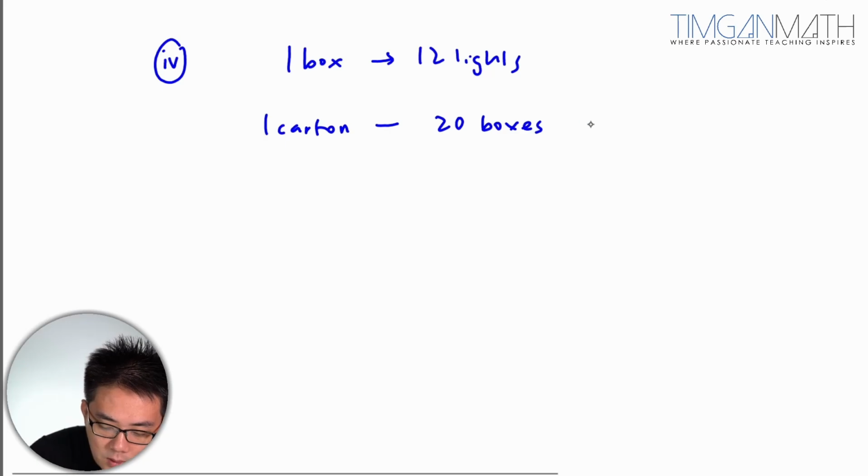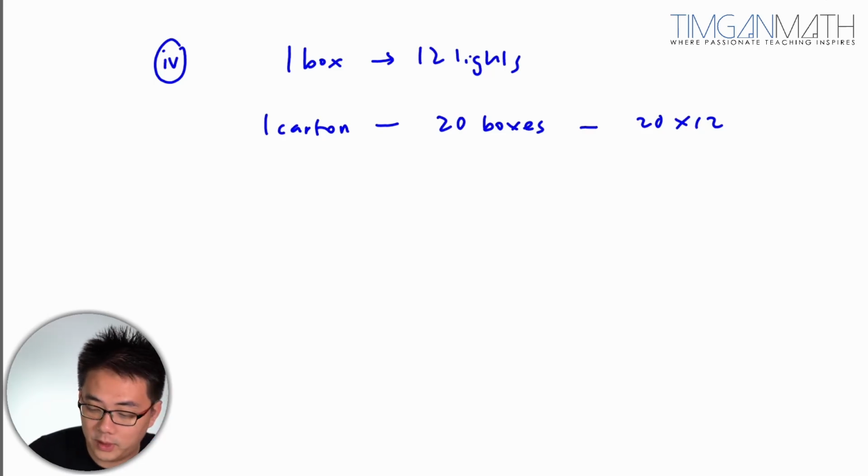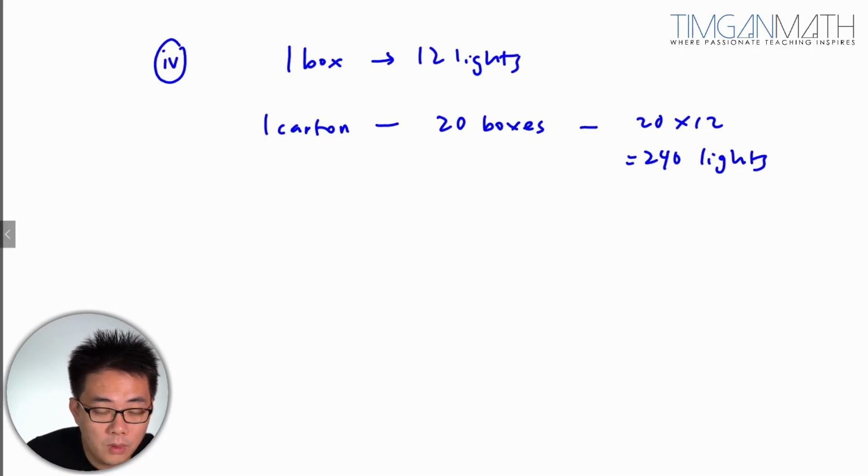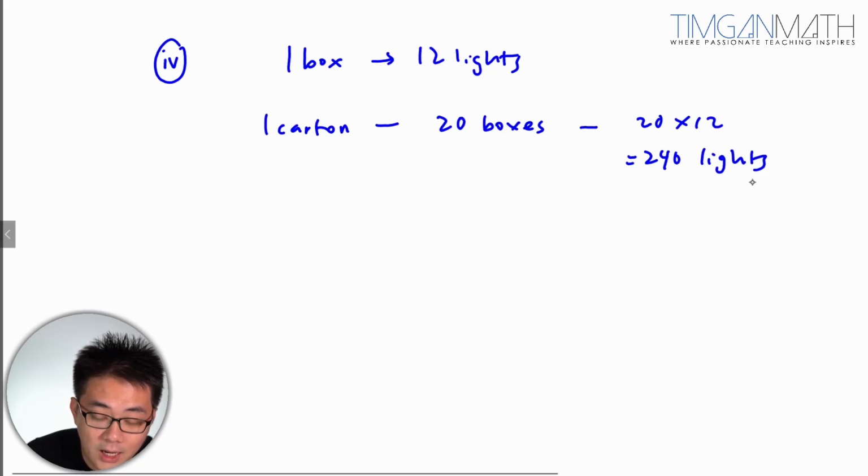Okay. So, which also corresponds to 20 times 12 lights. So in this case, what we get is actually just 240 lights. Out of these 240 lights, you want to find the probability that there are at least 20 faulty lights in one randomly selected carton. So you just lump everything together.